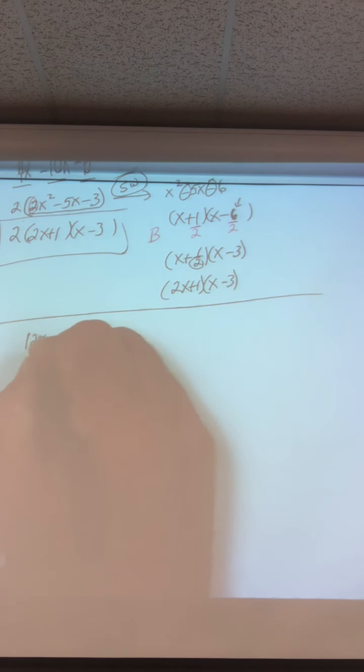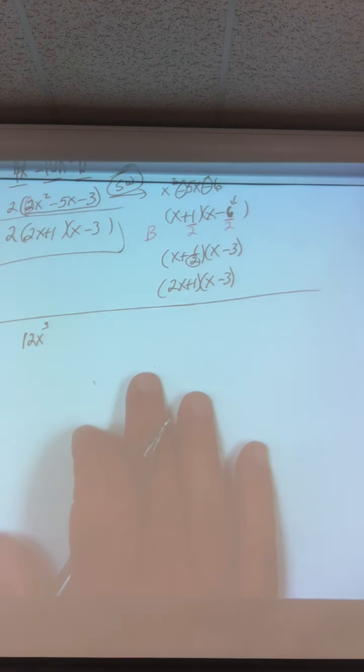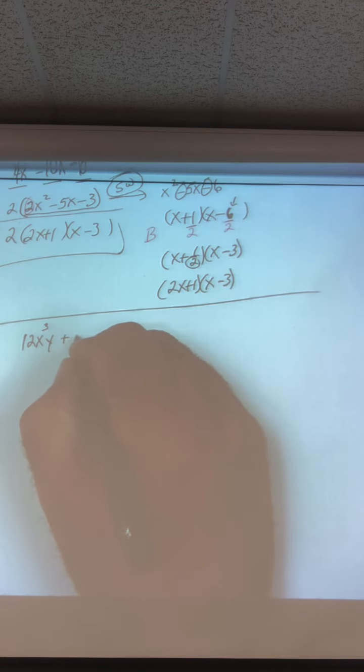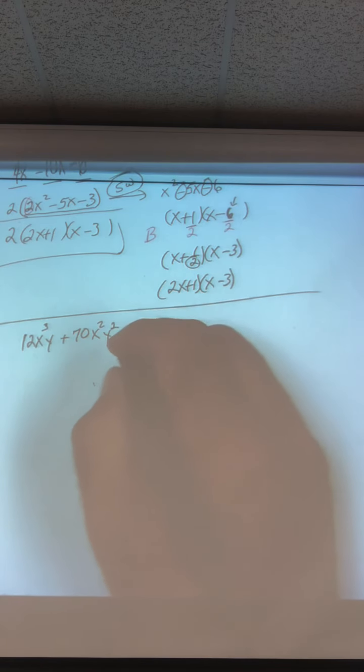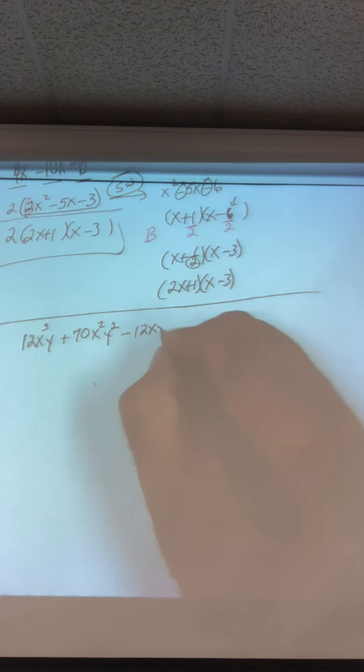So let's do this one. 12x cubed y plus 70x squared y squared minus 12xy cubed.